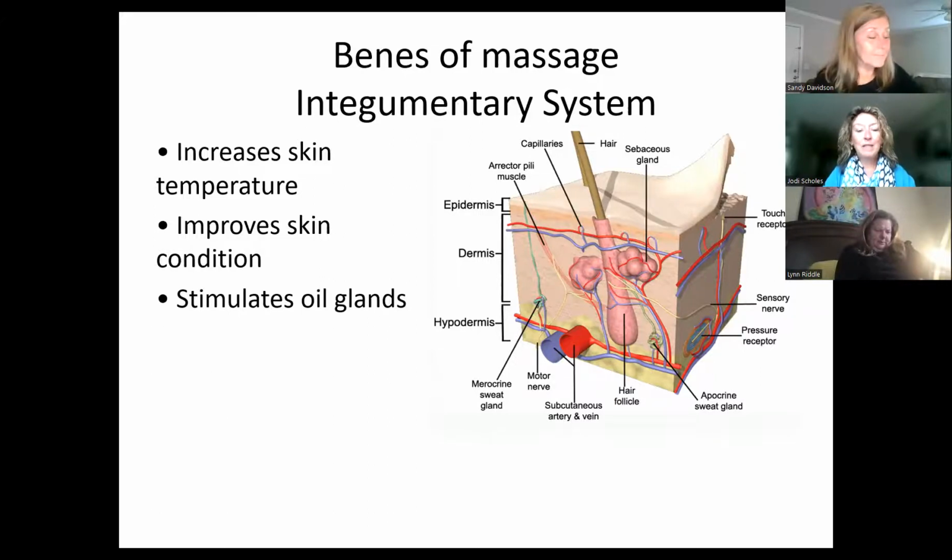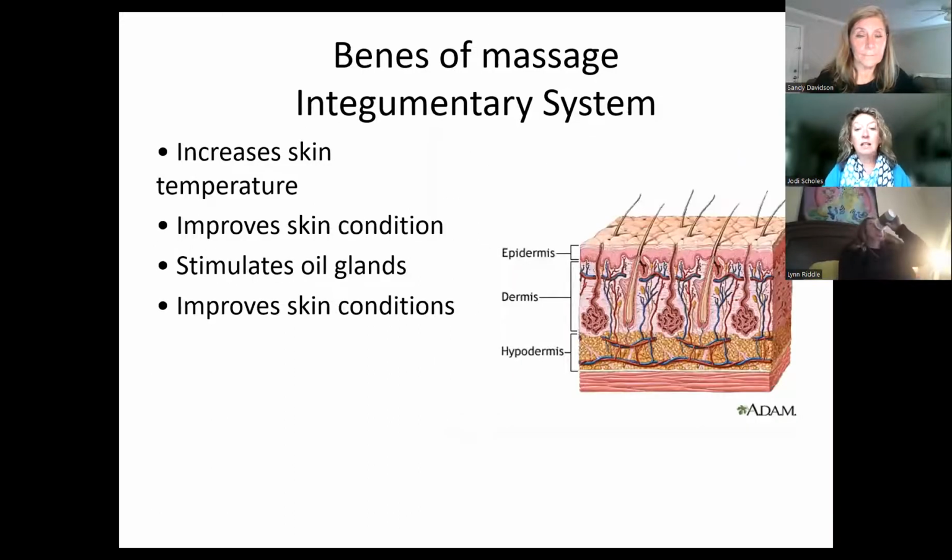So benefits of massage, it improves our skin condition, stimulates the oil glands, the sebaceous glands that create that lovely oil. You'll see the sebaceous glands here are a part of our skin. Those are our sweat glands. That's another way that we get rid of waste. It's so good for us. It improves that skin condition. Apparently, I thought that was important to mention twice. But yes, there's all sorts of benefits to massage on the integumentary system.